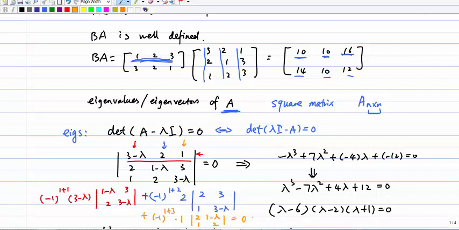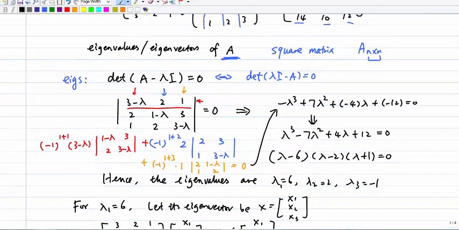Anyway, if you just compute the 2 by 2 determinant for all three, and when you put them together, you actually get this. It's negative lambda cubed plus 7 lambda squared minus 4 lambda plus 12, set to be 0. And of course, I can put a negative sign on both sides, which gives us lambda cubed minus 7 lambda squared plus 4 lambda plus 12. So this can be factored as lambda minus 6 times lambda minus 2 times lambda plus 1.